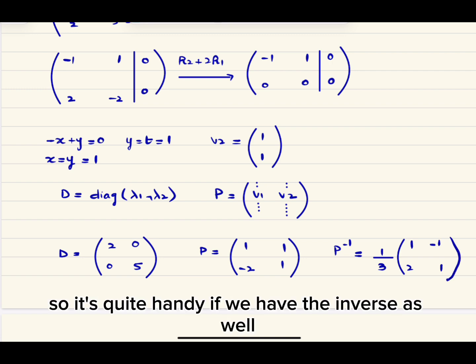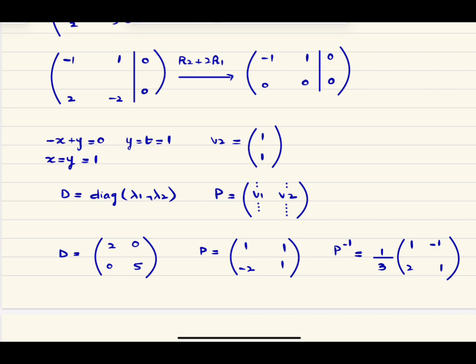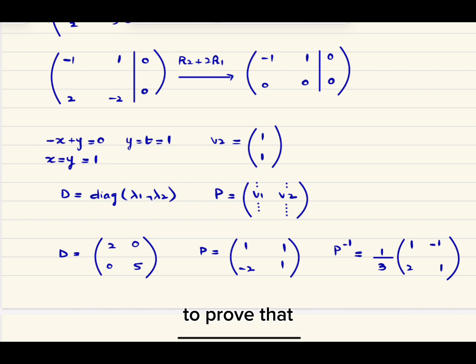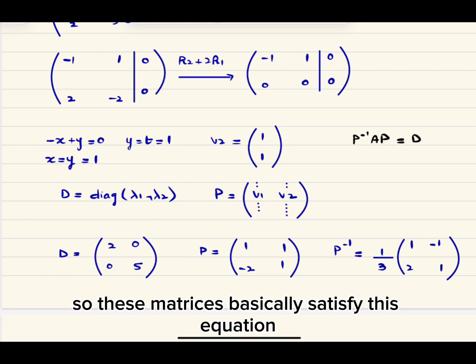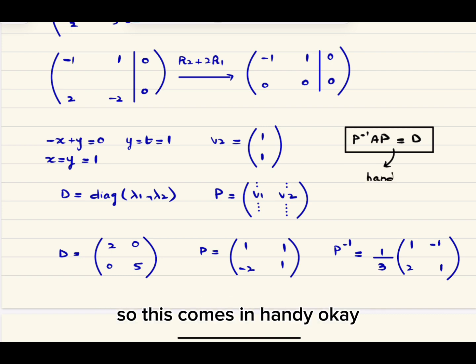So it's quite handy if we have the inverse as well. This is all the information we need to prove that P inverse A P is going to give us the diagonal matrix D. So these matrices basically satisfy this equation, which we're going to use when we solve the system. So this comes in handy.